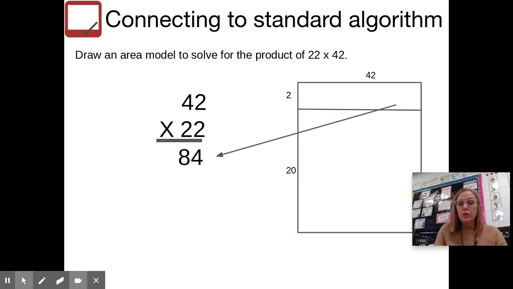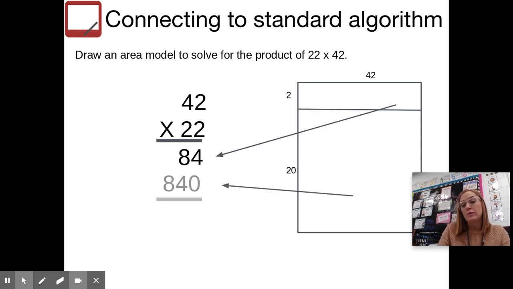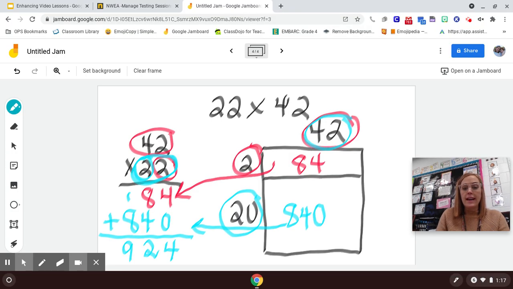We knew 2 times 42 was 84. And we're doing the 2 times 42 first. Next, we're going to get rid of that 0. We're going to do 84 again, put the 0 back on, and add them together, okay, to get 924.